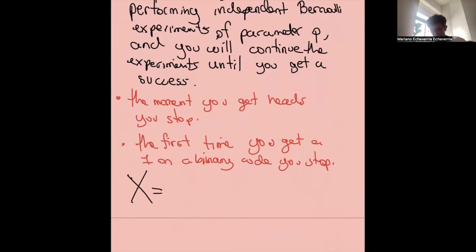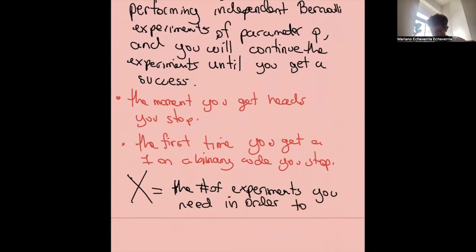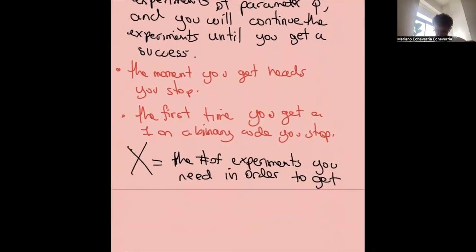X is going to represent the number of experiments you need in order to get a success.